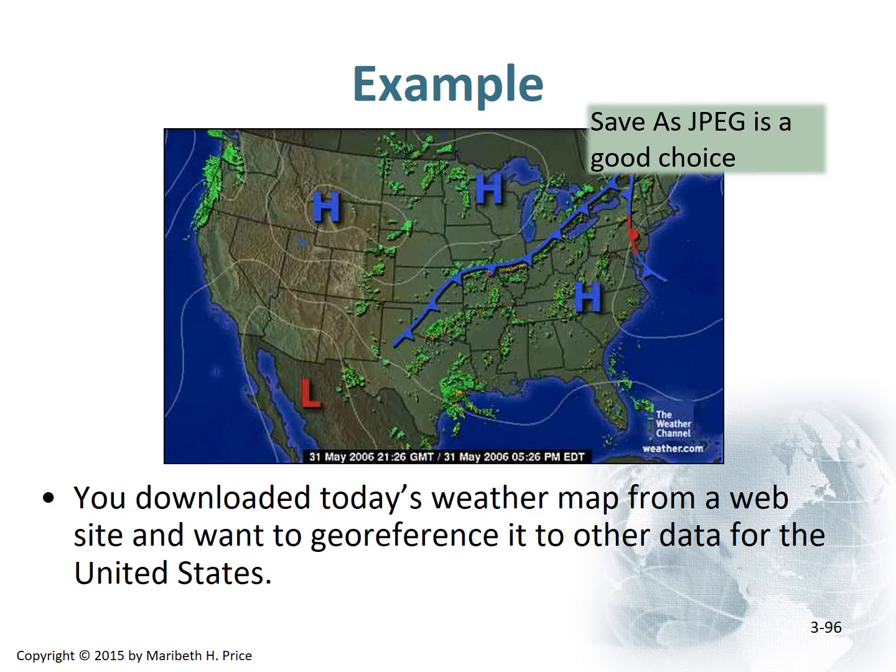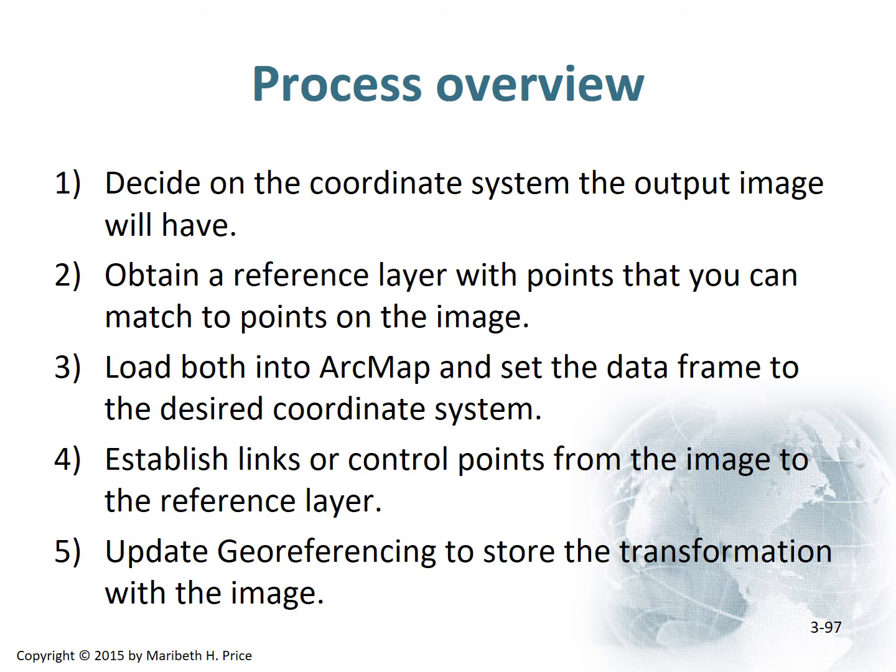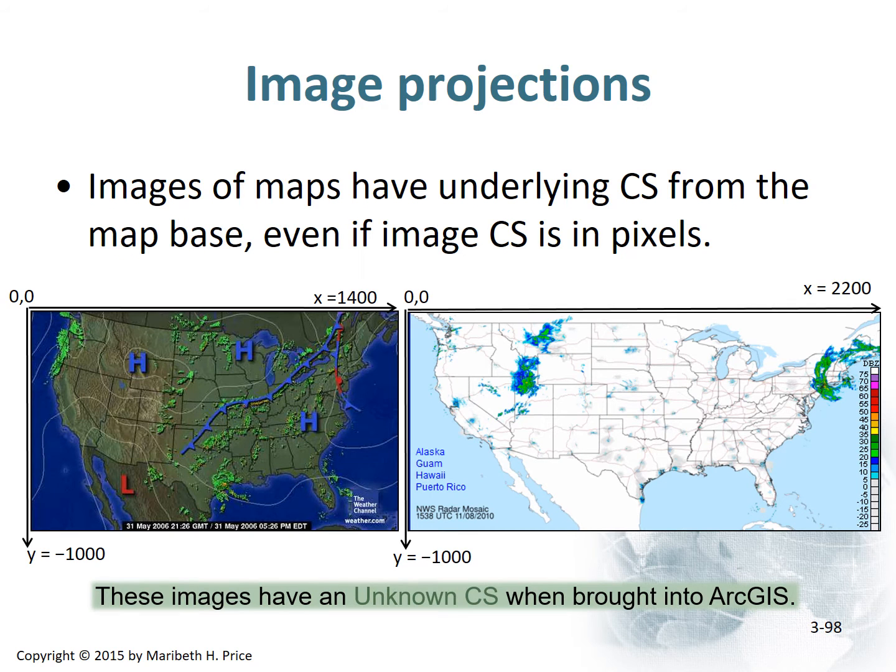Geo-referencing a raster. Okay, download an image like this, go through the process. This is sort of a very short demonstration of that. Decide on the coordinate system the output image will have, obtain a reference layer with points that you can match, load both of them into ArcMap, establish your links, and then update the geo-referencing. That is all you have to do to describe that process of geo-referencing. Remember, images and maps do have some sort of a projection.